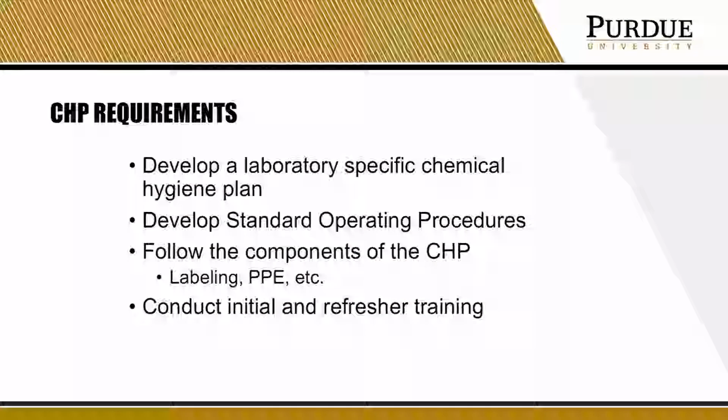So you need to have a laboratory-specific chemical hygiene plan. We have a template on our website that you can, without too much trouble, modify to fit your lab. You need to have standard operating procedures, and we have over 60 standard operating procedures on our website. So if you want a standard operating procedure for working with, again, hydrofluoric acid or something like that, we have many of those, and we're happy to make more if you need some for a particular chemical. And then follow the components of the chemical hygiene plan. It spells out labeling, personal protective equipment, and those things.